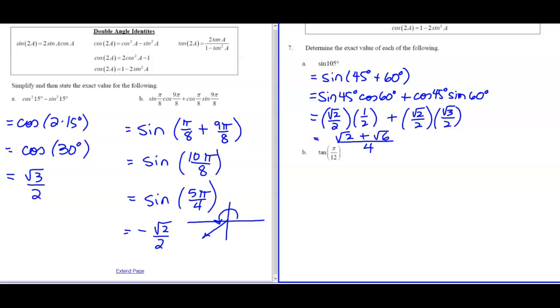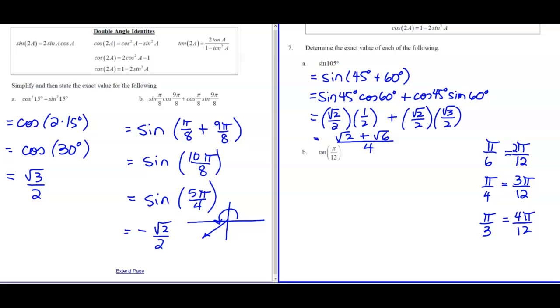So again, just like I did for degrees, 30, 45, 60, I'm going to do pi over 6, pi over 4, pi over 3. This has a denominator of 12. So I'm going to show these all with a denominator of 12. Really doesn't take you that long to do that.